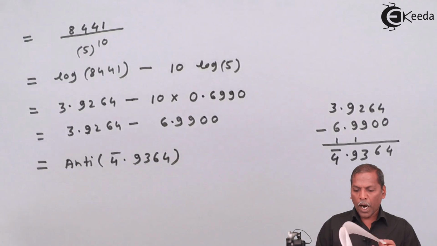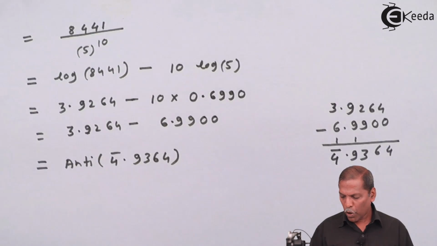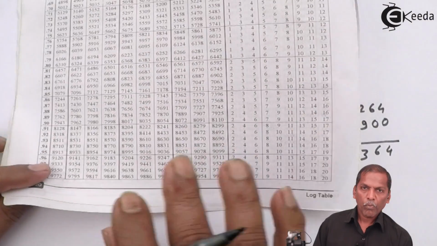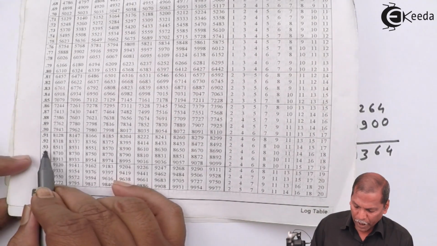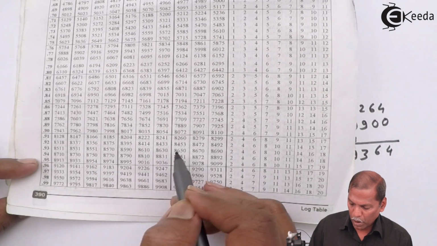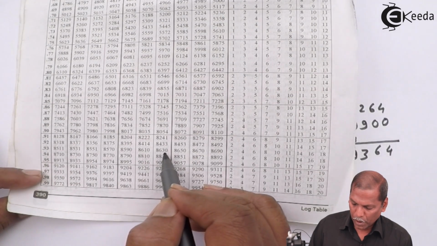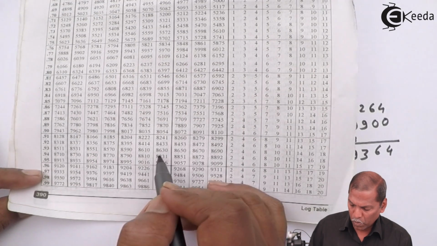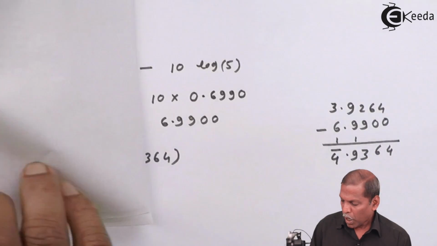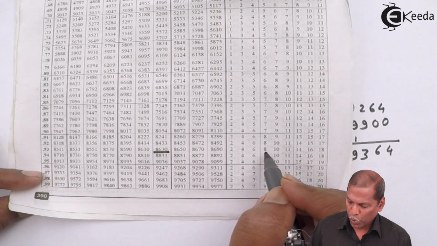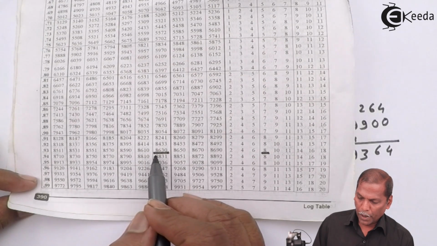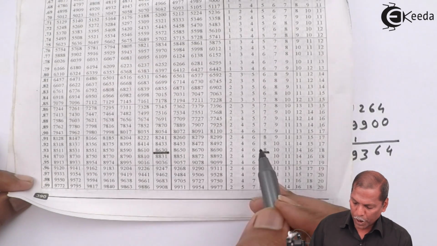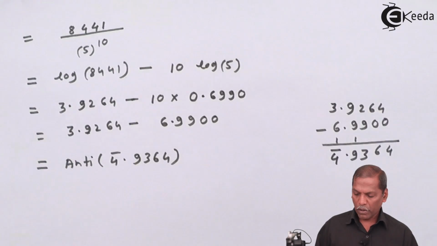Now from the anti-log table we have to see 93 under 6 and mean difference 4. So 93 under 6 gives 8630 and the mean difference 4 gives 8. It means 8630 plus 8, that is 8638.